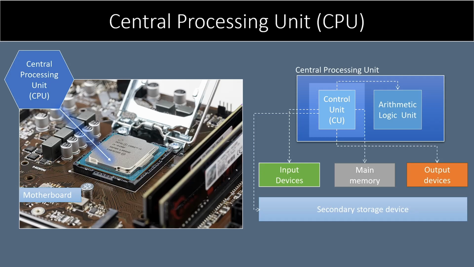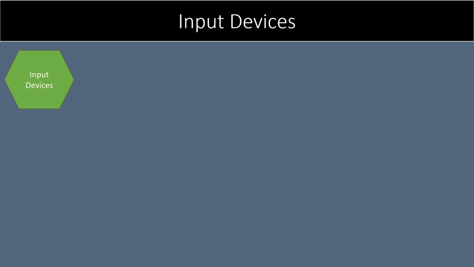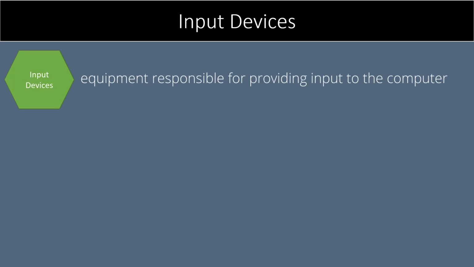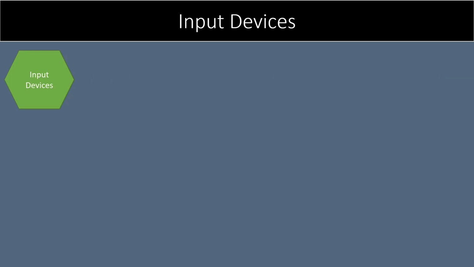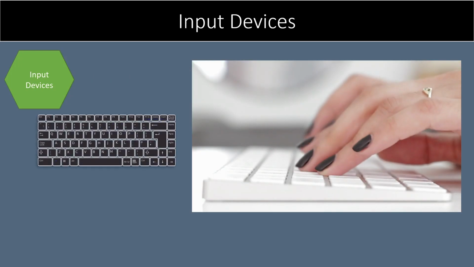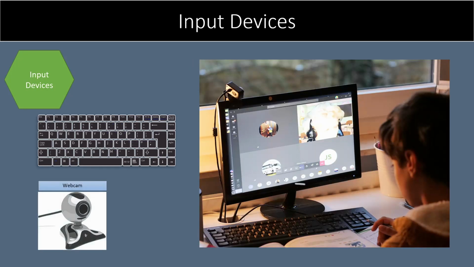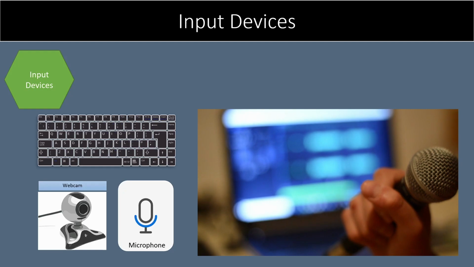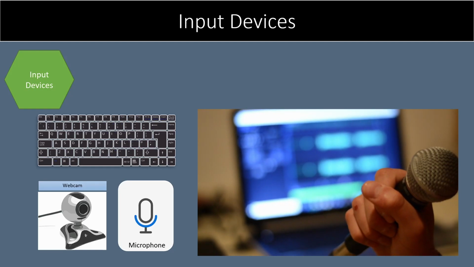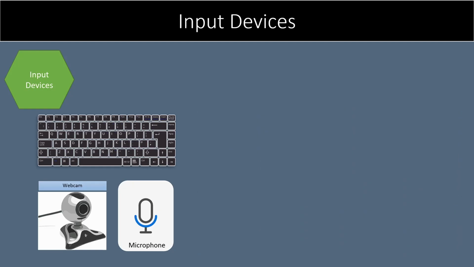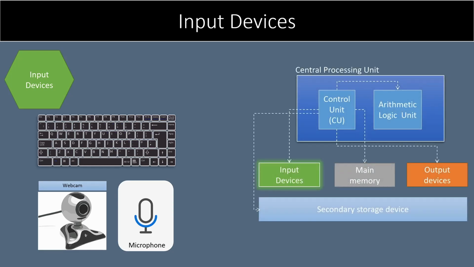Now, let us talk about input devices. Input devices are equipment responsible for providing input to the computer. For example, a keyboard inputs your key presses, a web camera inputs your image or video, and a microphone captures your audio. All these devices produce some information and that is fed into the computer as a signal for further processing and storage.